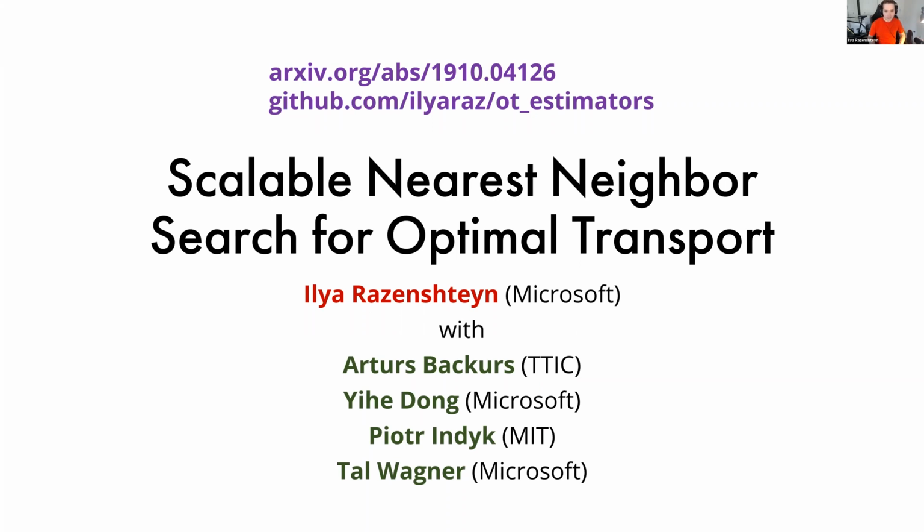Awesome. Okay. I will talk about our paper where we try to approach the problem of nearest neighbor search for the optimal transport distances. I will explain what nearest neighbor search is, and I will explain what optimal transport is. But the talk is based on a joint work with Artur Zbachkurs from TTI Chicago, Yihe Dong, who is at Microsoft, Piotr Indik, who is at MIT, and Tal Wagner, who is at Microsoft as well. And the paper appeared at this year's ICML.